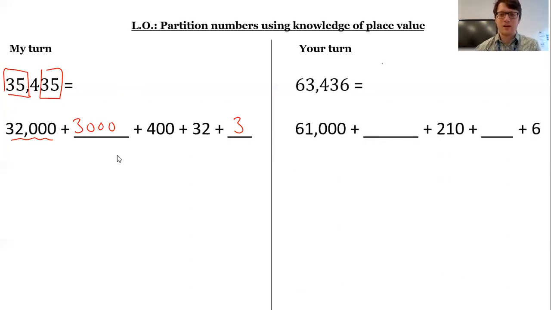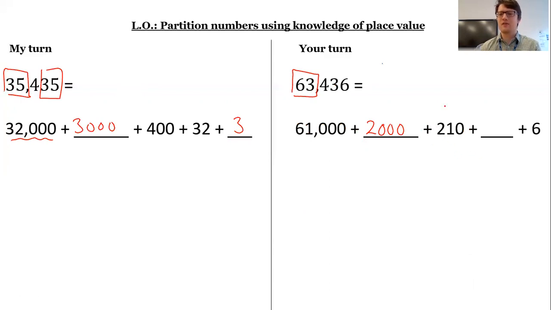Pause the video now, have a go, and then see if you can get the answer right, and unpause to see the correct answer. So here we go, we've got 61,000, but I can see here I've got actually 63,000. So I need another 2,000 to get to 63,000. Then here I've got 210 and 6.